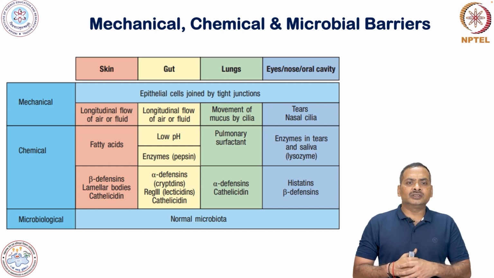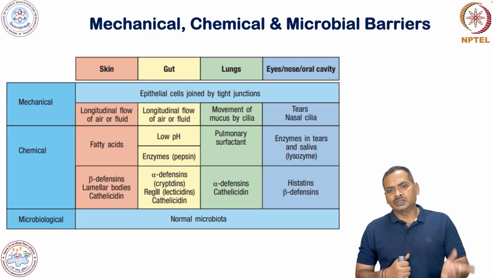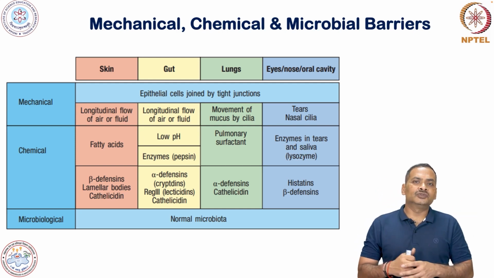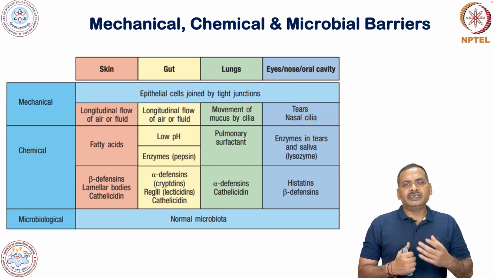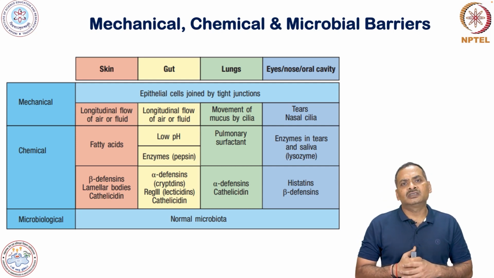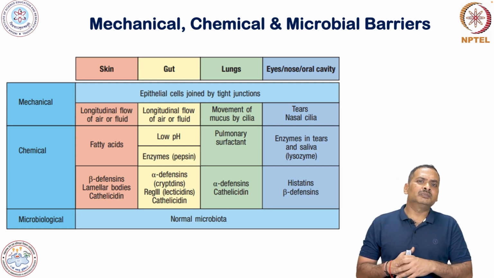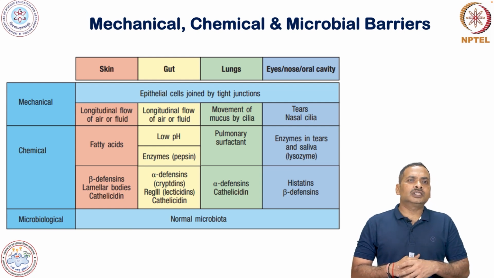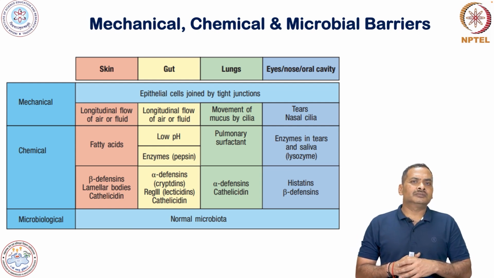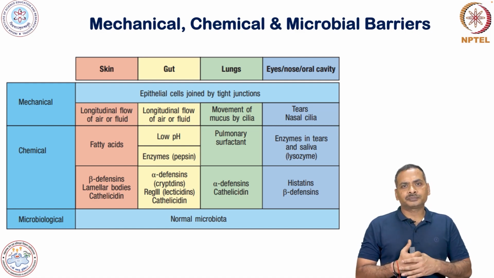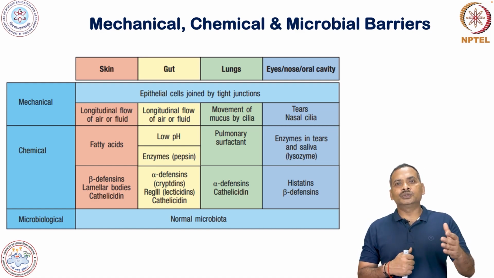In lungs, there is also production of mucus, whose movement is mediated by ciliary movement. There is some surfactant. There is a pulmonary surfactant, which reduces the surface tension.